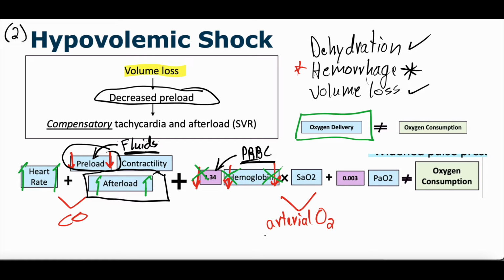The packed red blood cells will improve the arterial oxygen content. The fluids will improve the cardiac output, right? And these things together will increase the amount of oxygen delivery that hopefully can then keep pace with oxygen consumption. All right, that was shock state number 2.